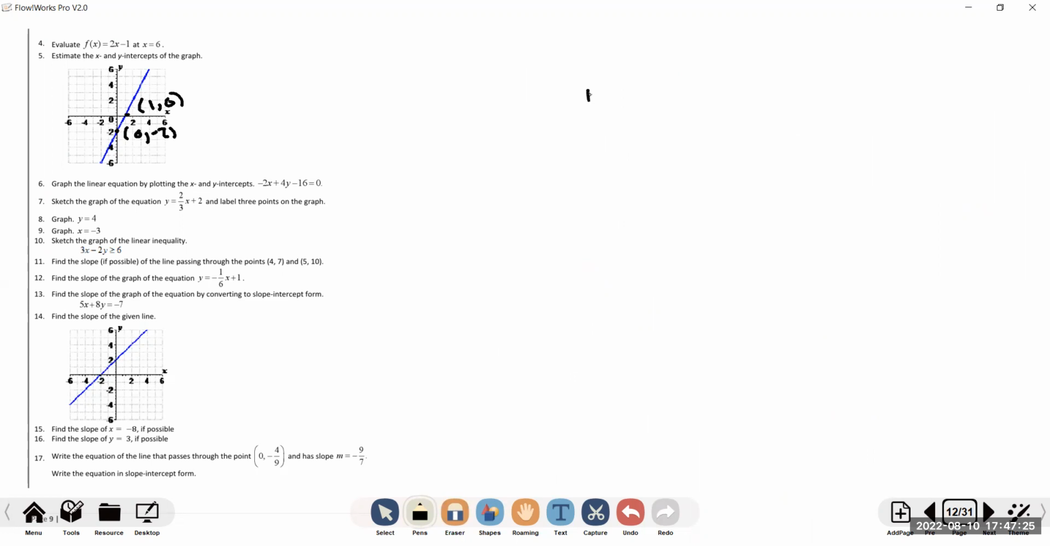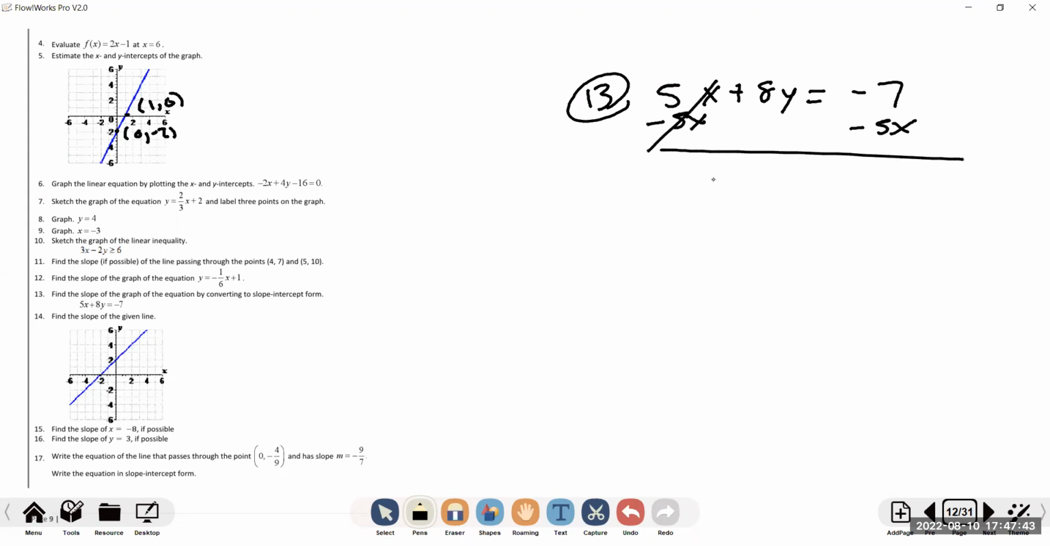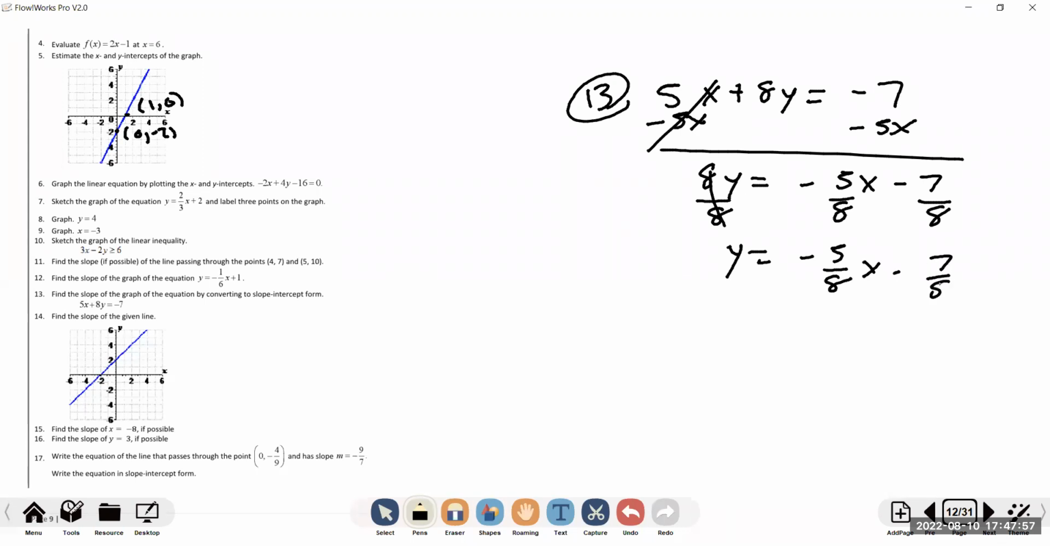Number 13 asks us to take the equation 5x plus 8y equals negative 7 and to convert it into slope-intercept form first and then find the slope. We're going to do that by solving for y. So we're going to subtract 5x from both sides. 8y equals negative 5x minus 7, and divide by 8. y is going to be negative 5/8 x minus 7/8. And that tells me that my slope is going to be negative 5 over 8.